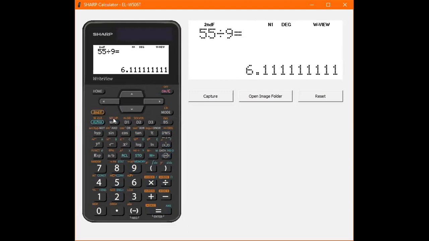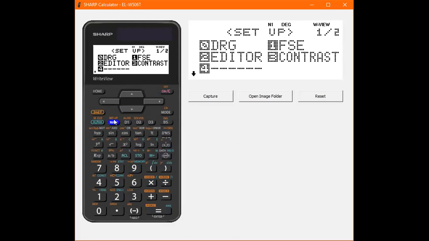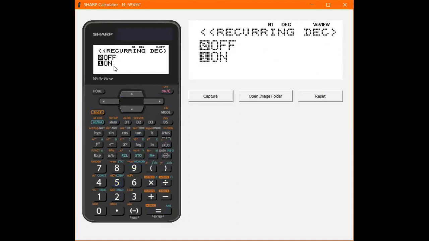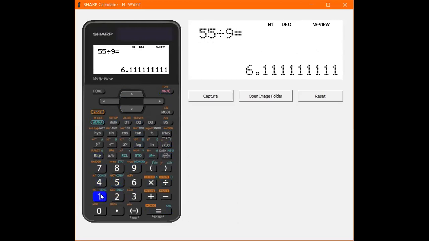So we can actually set up your calculator by pressing second function and math. You'll see in orange it says setup, and going to number 5 for recurring decimal, and then pressing 1 for on. And now when I change it, you'll see it gives it as a recurring decimal as well as the standard decimal format. So that's also a really nice one for grade 10 technical math students as well.